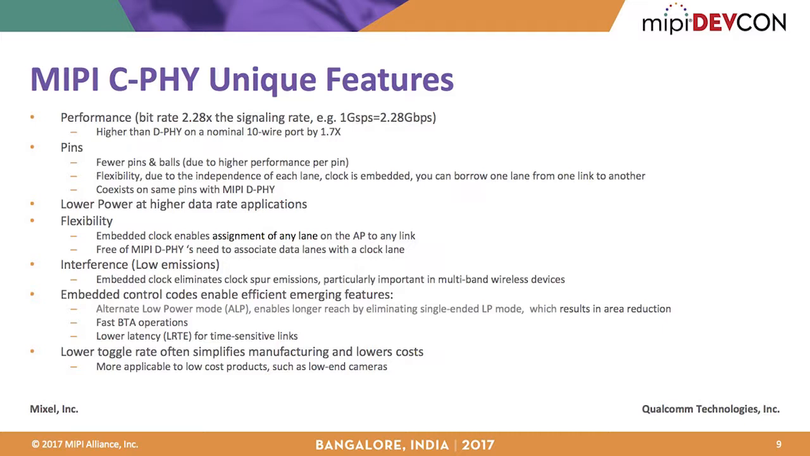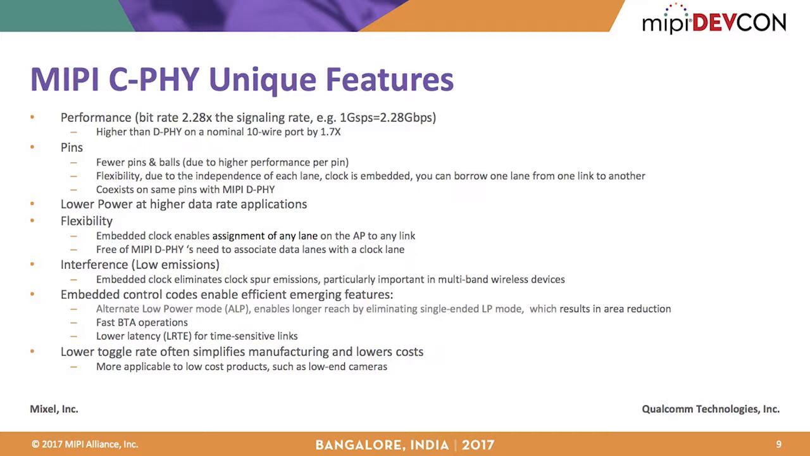Because you have more than one bit per symbol, you have the opportunity to save power because you are running at lower transition rates. In terms of flexibility, we did talk about the embedded clock, which enables you to assign any lane to any link, which of course doesn't happen in the D-PHY because each data lane has to work very closely and be tied to a clock, the clock lane. You are eliminating the clock, which of course eliminates the interference coming from a single frequency clock.